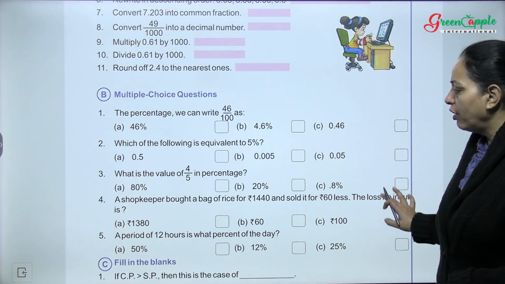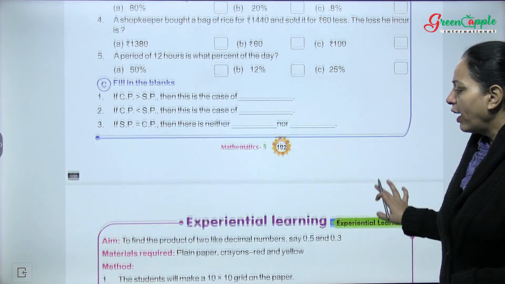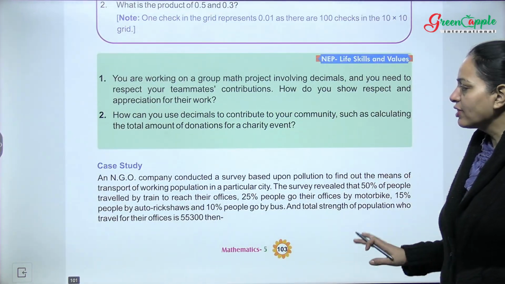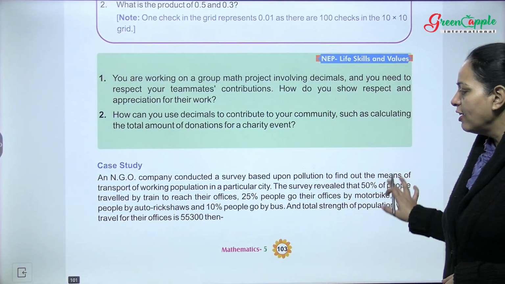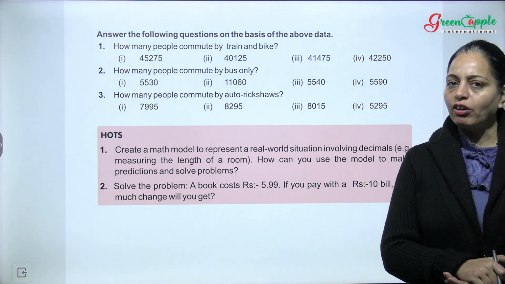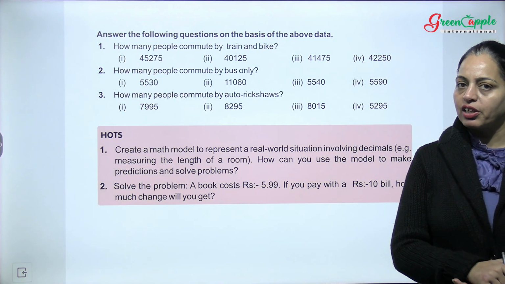Some questions are given here, you can try these also. And now we have some experiential learning and some life skills questions and case study. So very interesting, you can try these and some HOTS questions. I hope the concept is very much clear to you.